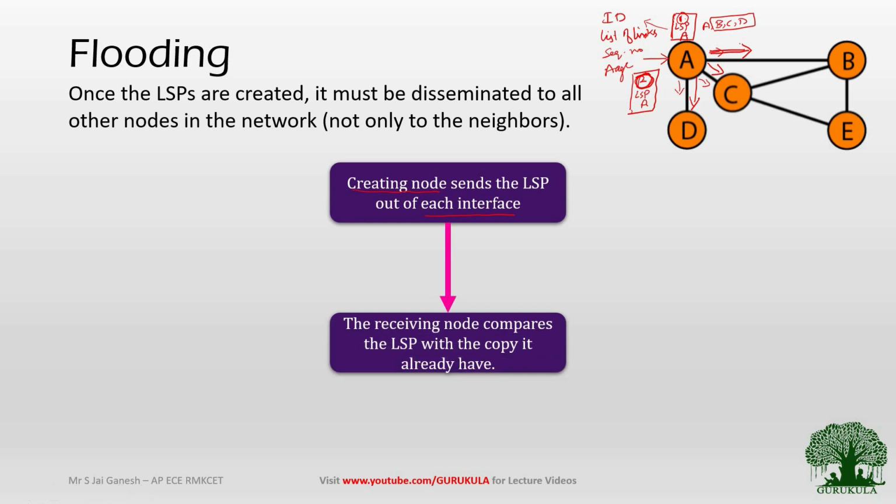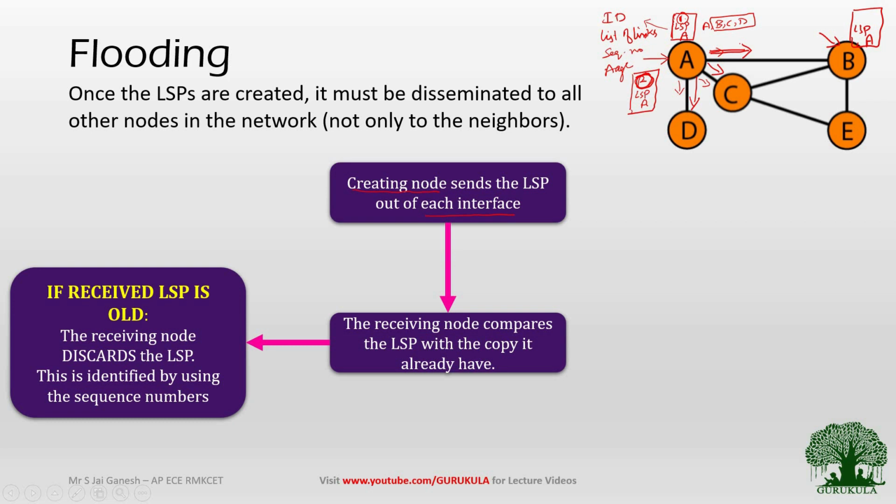Now the receiving node compares the LSP with the copy it already has. So in case B has already got a copy of the LSP of A, let us assume that B already has the LSP of A. Now it receives another copy from A. Now B is the receiving node, and this receiving node will check the two copies of LSPs. If the received LSP is the older one, then B need not update anything. So B will simply discard the packet which is being received.